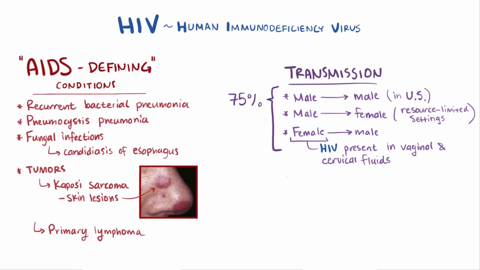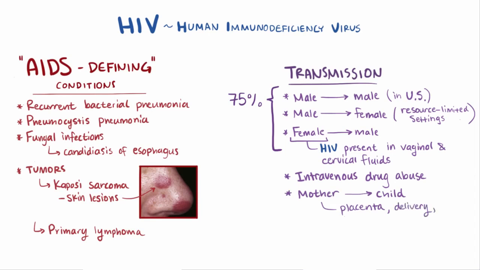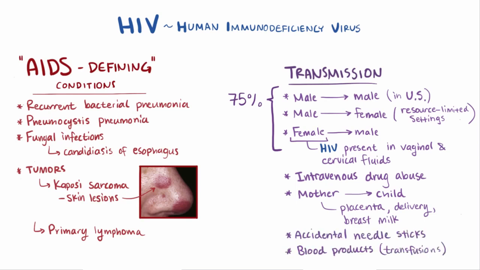The next most common means of transmission include things like intravenous drug abuse and mother-to-child transmission, which can be via the placenta during delivery or via breast milk. Other, much less common modes of transmission include accidental needle sticks and use of blood products like blood transfusions.